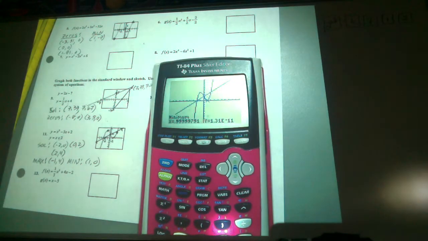And so that's about what it looks like. So then flip it to the back.